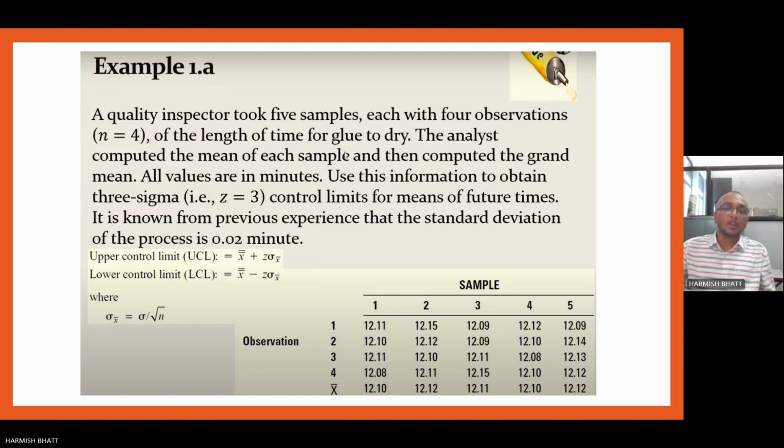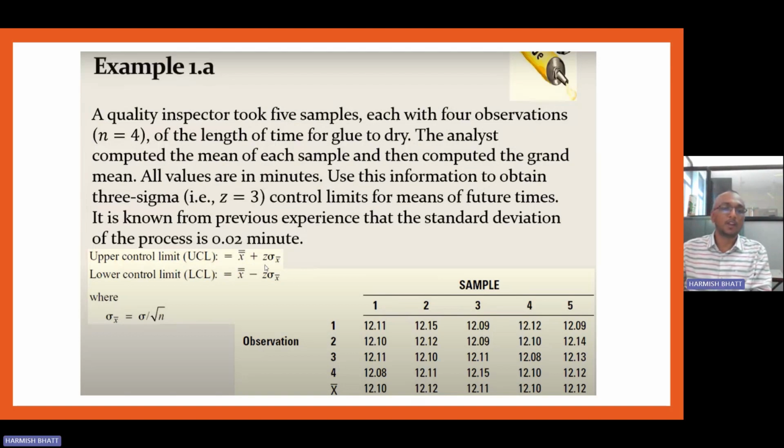Use this information to obtain 3 sigma control limits for means of future times. It means that Z is equal to 3. It is known from previous experience that the standard deviation of the process is 0.02 minute. So over here, the standard deviation value has been given to you. That is nothing but the sigma. So we have the equation of upper control limit and lower control limit, that is equal to x double bar plus or minus z sigma x bar.